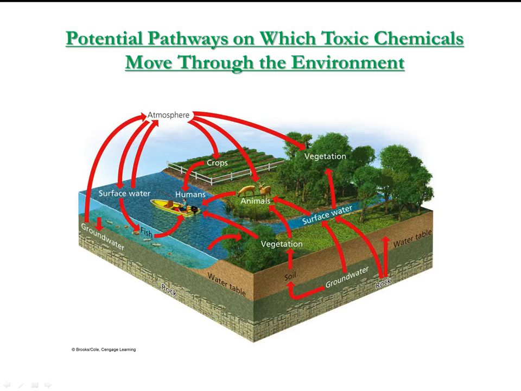Here are the pathways by which toxic chemicals move through our environment. We have gone into this in looking at bioaccumulation, biomagnification, farming and the pesticides that we apply, and of course the fuels and so forth we use in boats, and just how all of this circulates throughout the environment and we come in contact with it, and of course how it affects the environment itself.